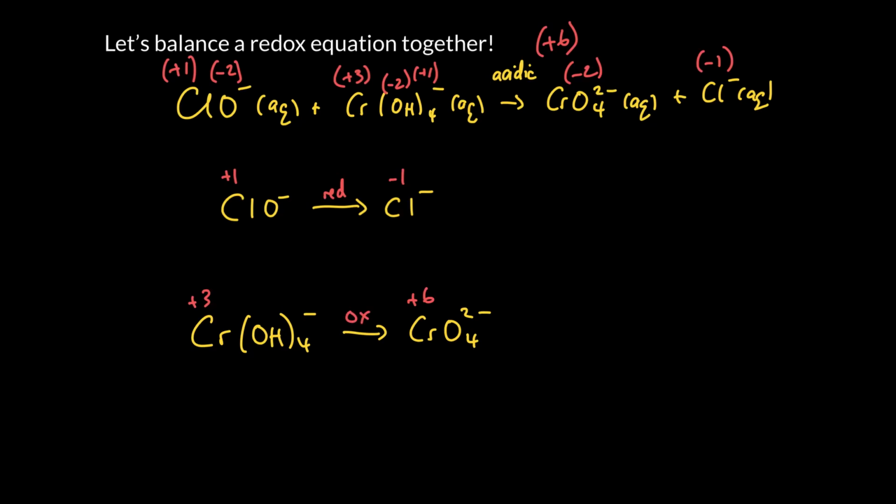Awesome. Then we go through the rules. So the first rule is we balance everything but oxygen and hydrogen. So there's 1 chlorine, we're good. There's 1 chromium, we're good. Okay, so now we balance oxygen using waters. So we've got an oxygen on the left, we don't have one on the right, so we need an extra oxygen on the right by adding a water. For this equation here, we've got 4 oxygens here, we've got 4 here, so we're golden.